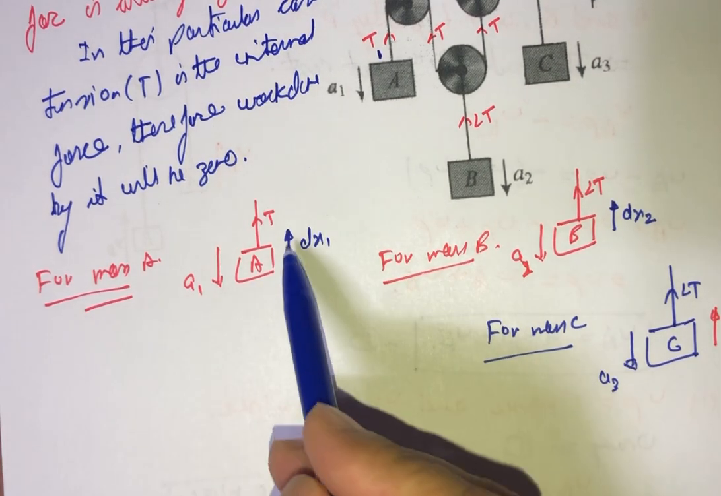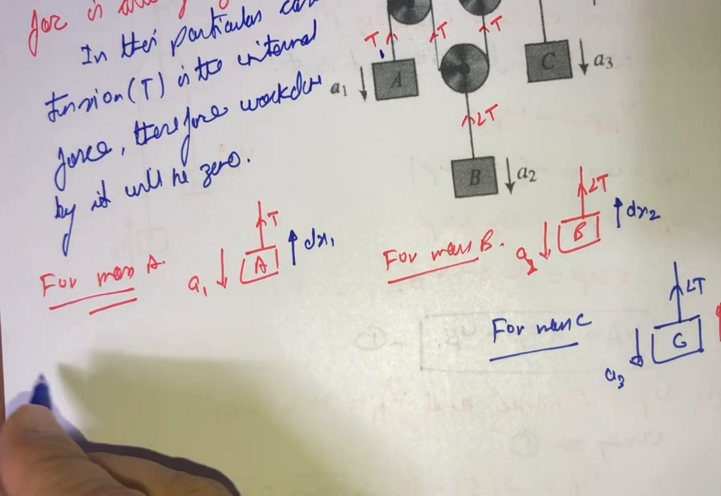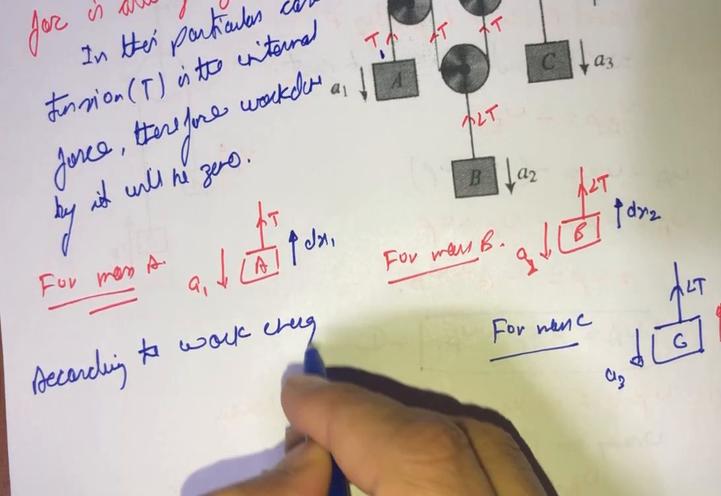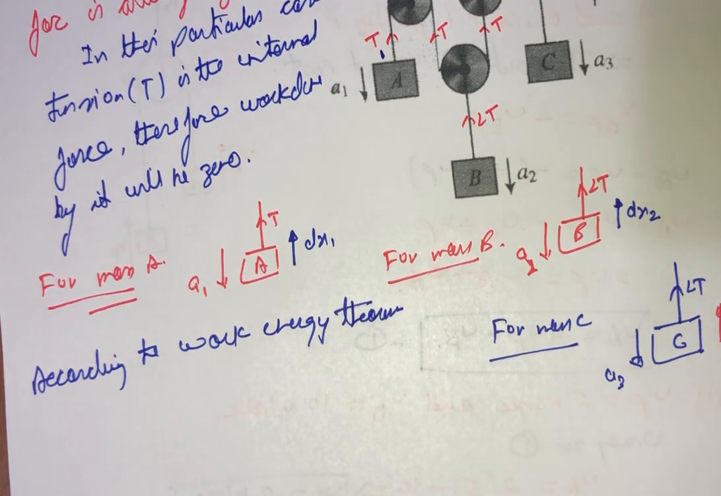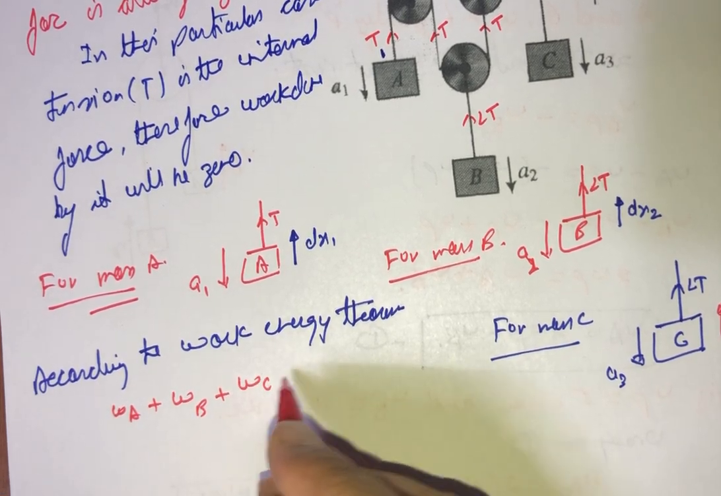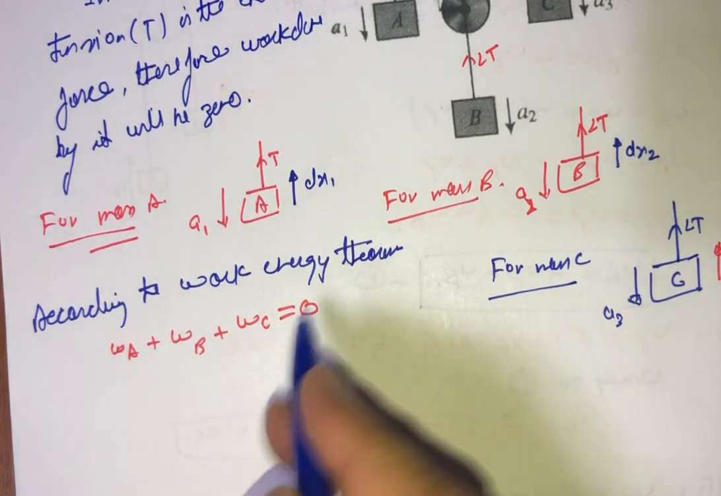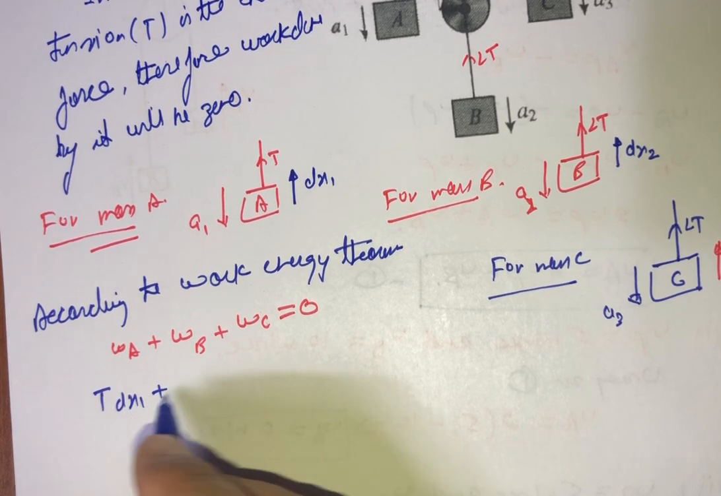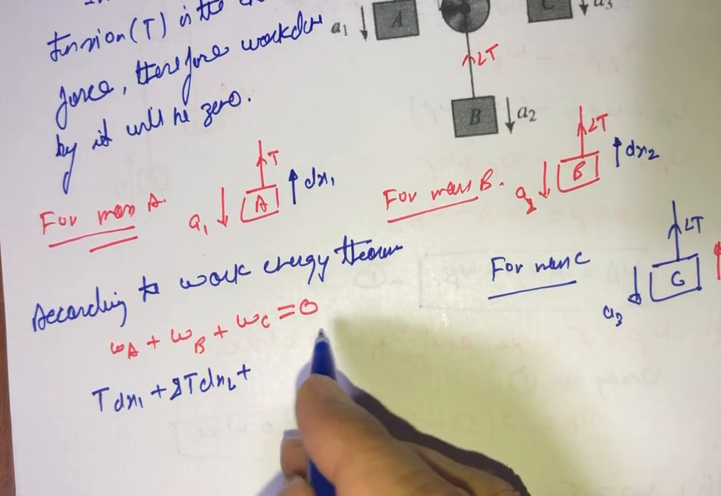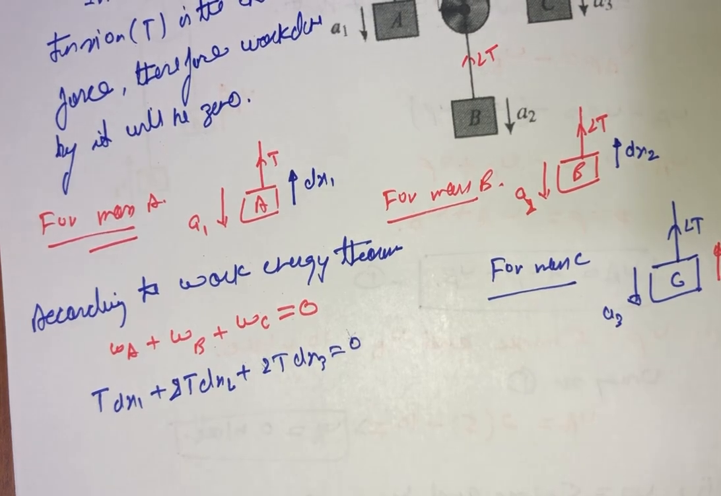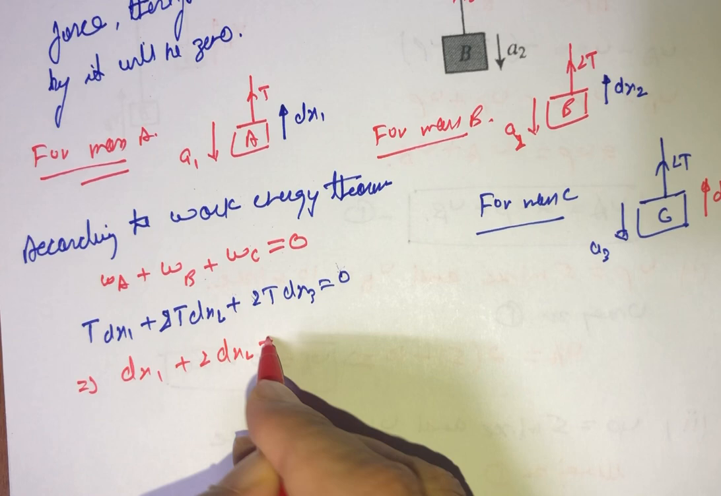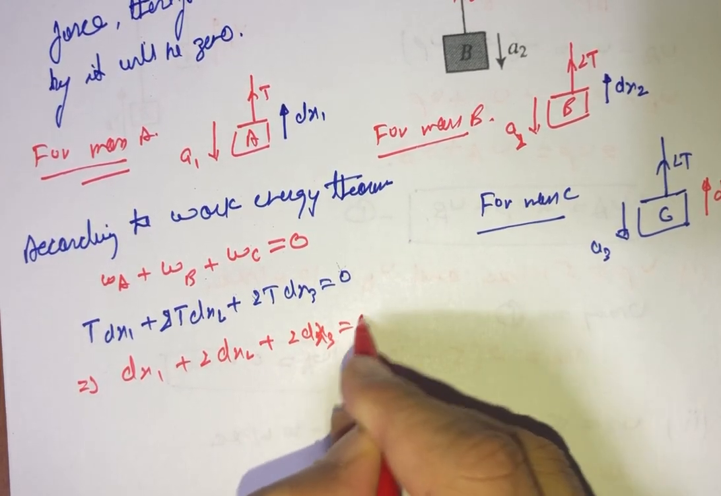According to the work energy theorem, the summation of the work done in the entire system will be equal to 0. So work done by A plus work done by B plus work done by C will be equal to 0. If we substitute the respective things, we get T dx1 plus 2T dx2 plus 2T dx3 is equal to 0. This equation can be simplified as dx1 plus 2 dx2 plus 2 dx3 is equal to 0.